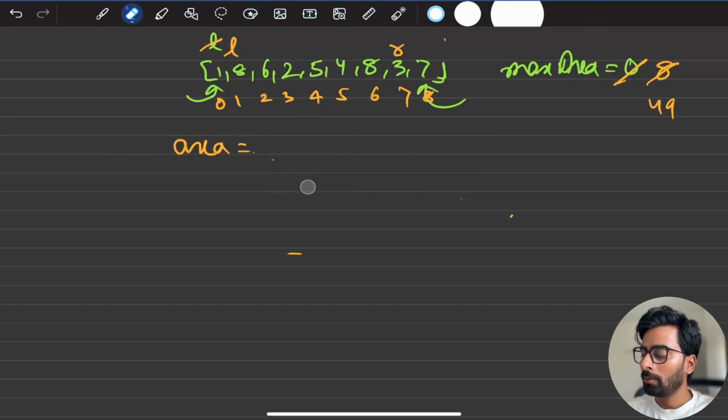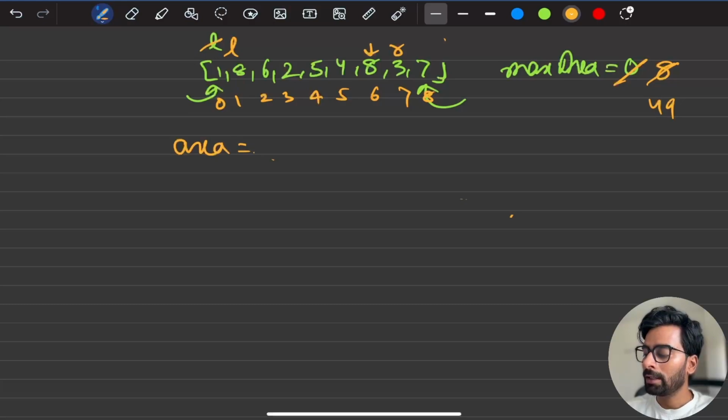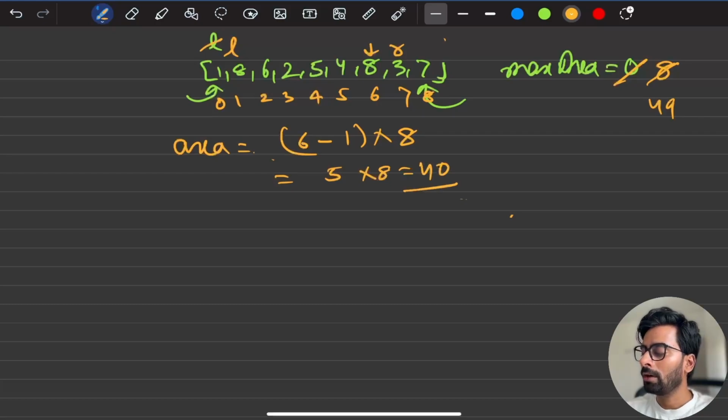Next time, what was my minimum height? The minimum height was 3, so I will move it here. So now my right pointer has come here. If I subtract the indexes, 6 minus 1, into the minimum of these two, we can see that both values are 8. So I can take any of those. This is going to be 8 and this is going to be 5, right? So I am getting 40, which is not better than the previous value. So I'll not take this value.